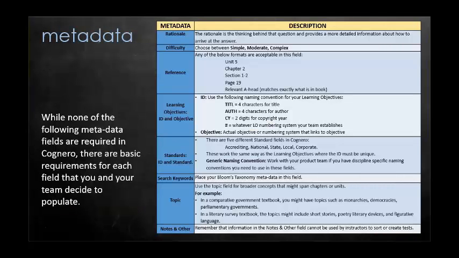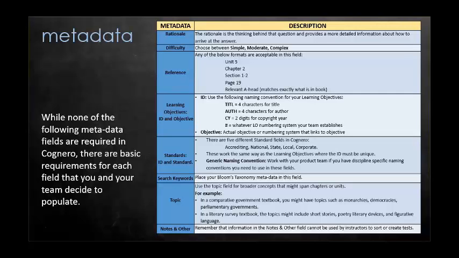So, an introduction into metadata. While none of the following metadata fields are required in Cognero, there are basic requirements for each field that you and your team must decide to populate. Rationale: the rationale is the thinking behind the question and provides more detailed information about how to arrive at the answer. The difficulty can be chosen between simple, moderate, and complex.